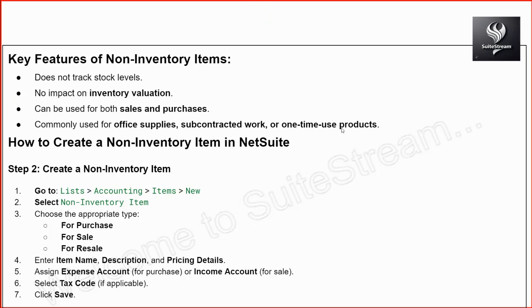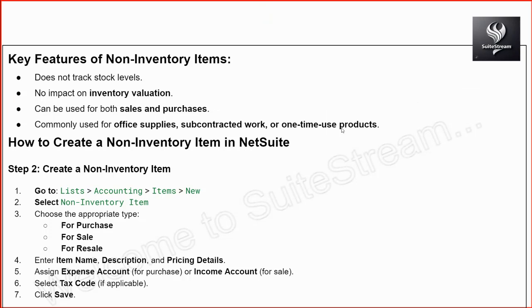What are the key features? It doesn't track the stock level, has no impact on inventory valuation, can be used for both sales and purchases, and is commonly used for office supplies, subcontracted or one-time use products, for example pen, pencil, notebook. These are things we can use only one time.